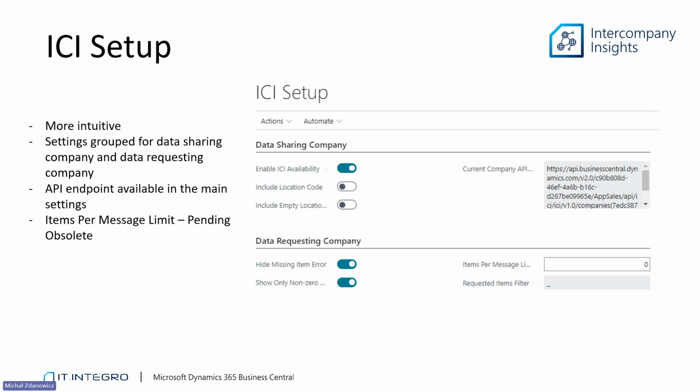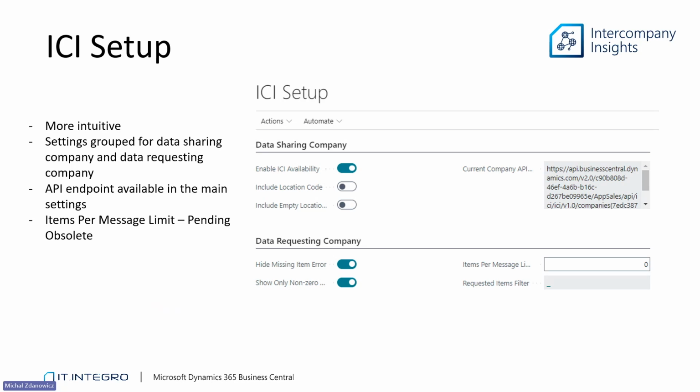So we'll start in a similar way to how we discussed the changes in the master data management system 2 days ago. We'll start with the ICI setup. The goal was to make it more intuitive. To do this, we decided to introduce two actors, two sides of the intercompany data, the data partners: the data sharing company and the data requesting company. So we have split the fields into two groups, so it's more intuitive where what should be set up.